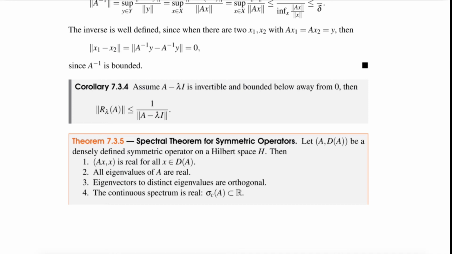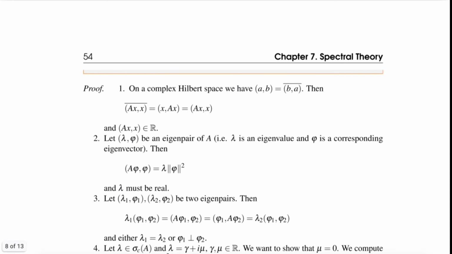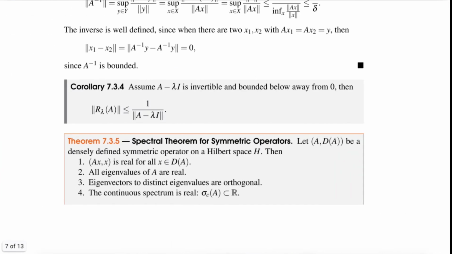So we consider an operator A, which is densely defined and symmetric on a Hilbert space. And then we have the following four conclusions. First, (Ax, x) is real. Second, all eigenvalues are real. Third, eigenvectors to distinct eigenvalues are orthogonal. And fourth, the continuous spectrum is also real. Remember, the continuous spectrum were those where the resolvent exists but is possibly unbounded.